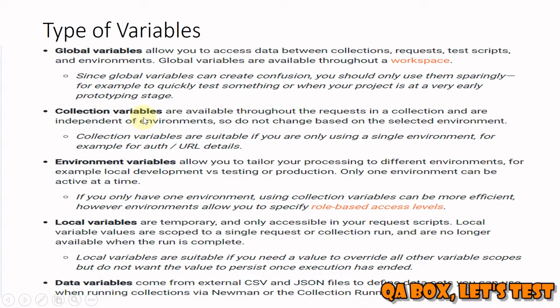But in case of collection variables, as they have mentioned here also, if you have only one environment, use collection variables. It's going to be more efficient because environment variables have some overhead, so they have to be managed, and they have to be role based. If you are using the free version, of course you have control over everything, but when you go for the team version of Postman, there are certain restrictions on environment variables, which is a feature, which is good also.